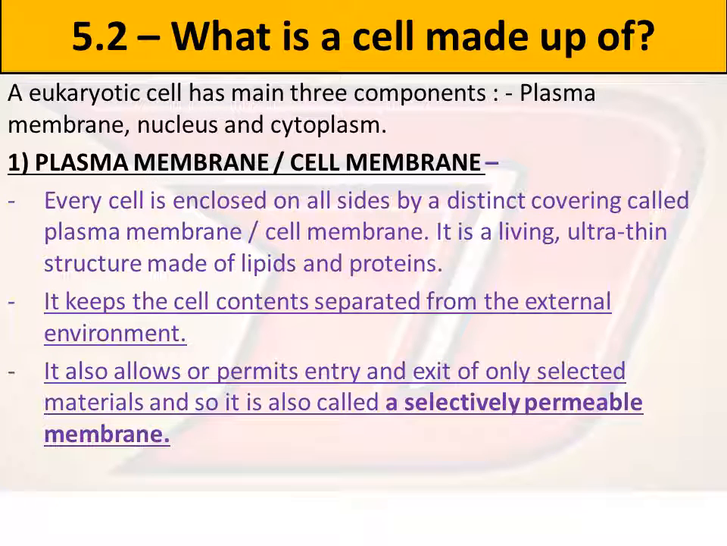It also allows or permits entry and exit of only selected materials, and so it is also called a selectively permeable membrane. This question can be asked, that why is plasma membrane called a semi-permeable membrane, or which part of the cell is also known as semi-permeable membrane or selectively permeable membrane? So you have to remember this. It also protects the cell from injury. So these points are the functions of plasma membrane.